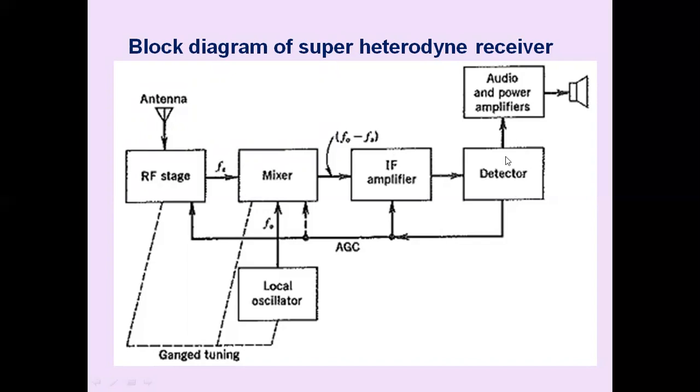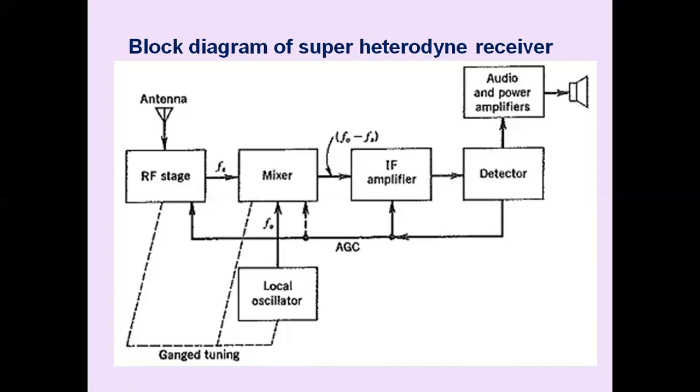The receiver has the same essential components as the TRF receiver, in addition to the mixer, local oscillator, and IF amplifier. So a constant frequency difference, that is F0 minus Fs, which is always a constant IF value, is maintained between the local oscillator and the RF input, normally through capacitive tuning, in which all the capacitors in the RF stage, mixer, and local oscillator are ganged together and operated by using one control knob.